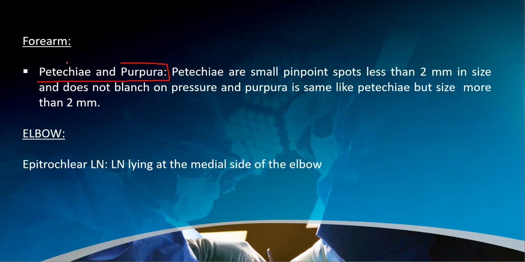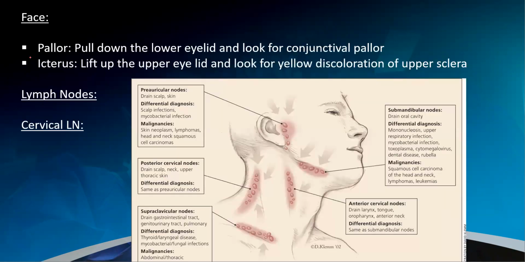Forearm. In the forearm, if you want to explain petechiae and purpura, just say that they are a small pinpoint spot. Smaller one, less than 2 millimeter is petechiae, more than 2 millimeter is purpura. Epitrochlear lymph node, you can say the lymph node that lies medial to the elbow. And then you can explain how you are going to check that.